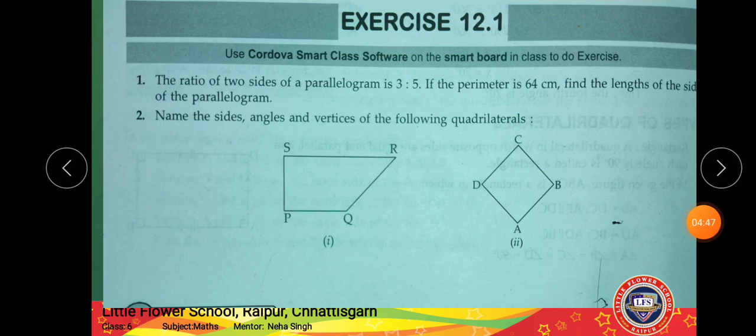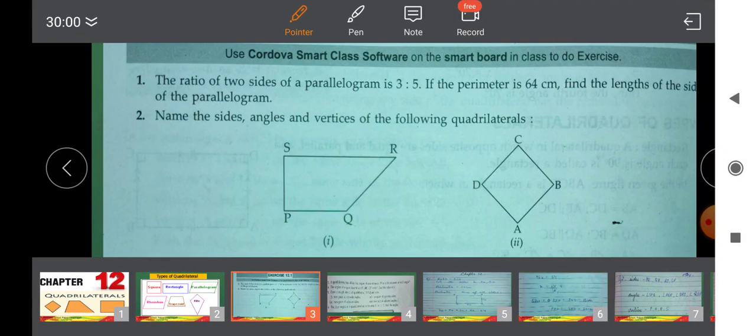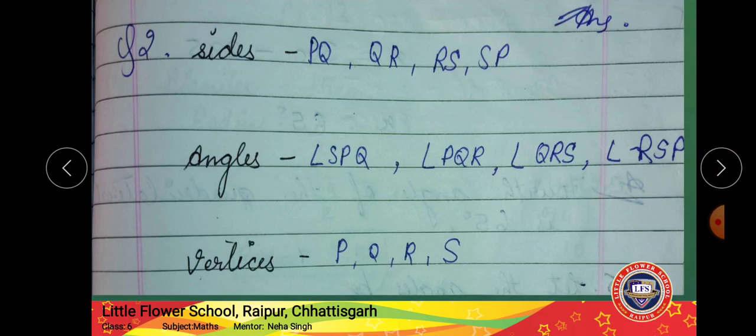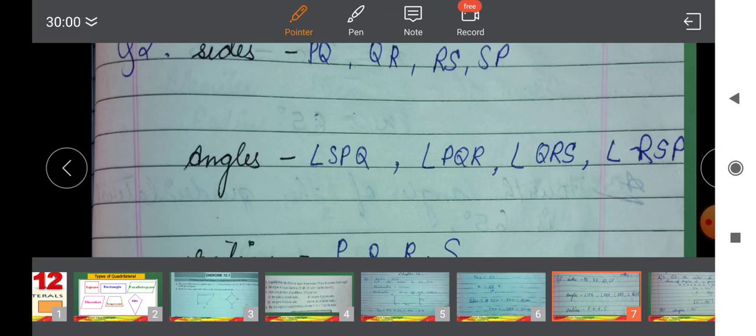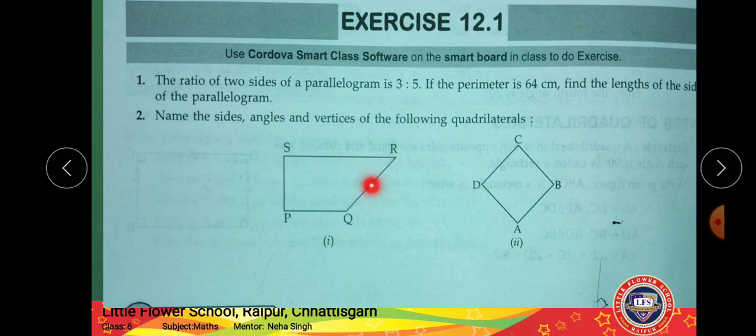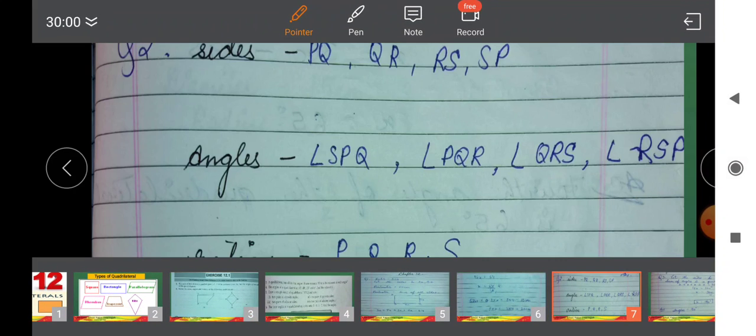Now next, name the sides, angles and vertices of the following quadrilaterals. So we need to write the names. Second question, how are we going to solve this? Seeing the figure, what are the sides? This is the side SR, RQ, PQ and SP. These are the sides. So here we are going to write all the four sides.